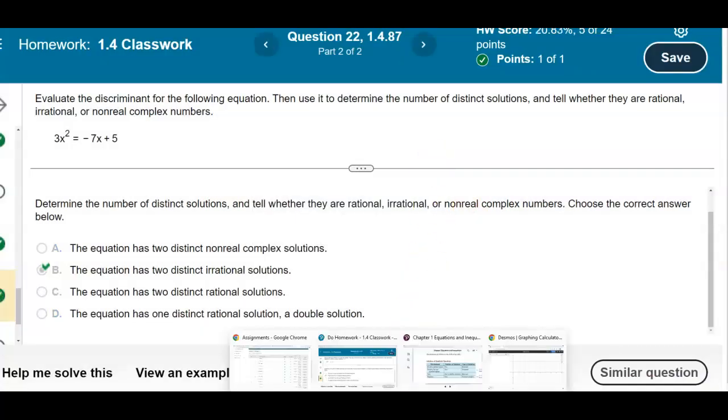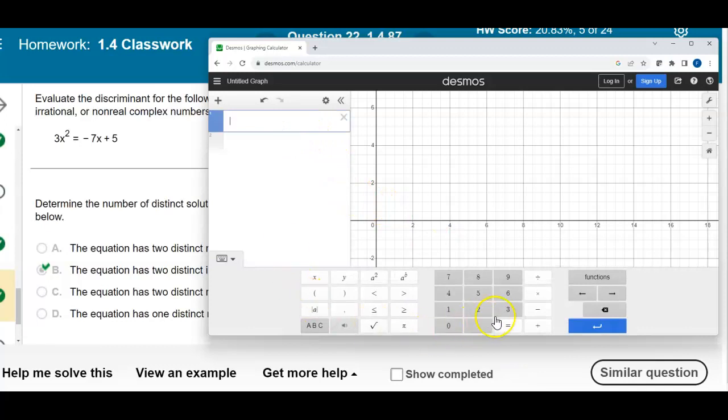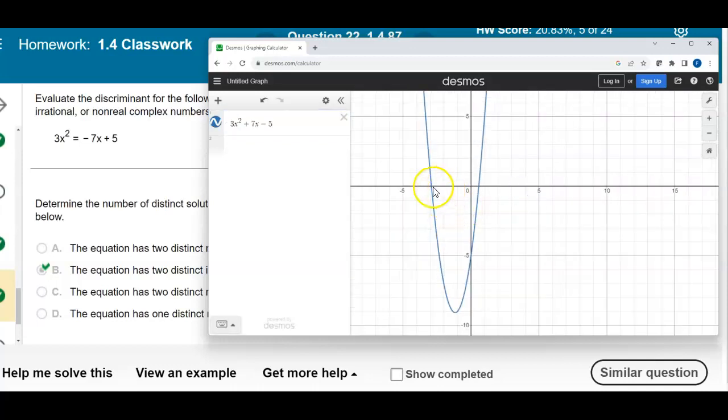Now let's just graph this on Desmos just to verify our result. So we have 3x squared. We brought over the 7x, so it's plus 7x. And then we subtracted the 5. Okay, so now we can see what's happening. If you look at these numbers, they're decimals. They're not perfect squares; these numbers can keep going and going and going, which means they are irrational numbers.